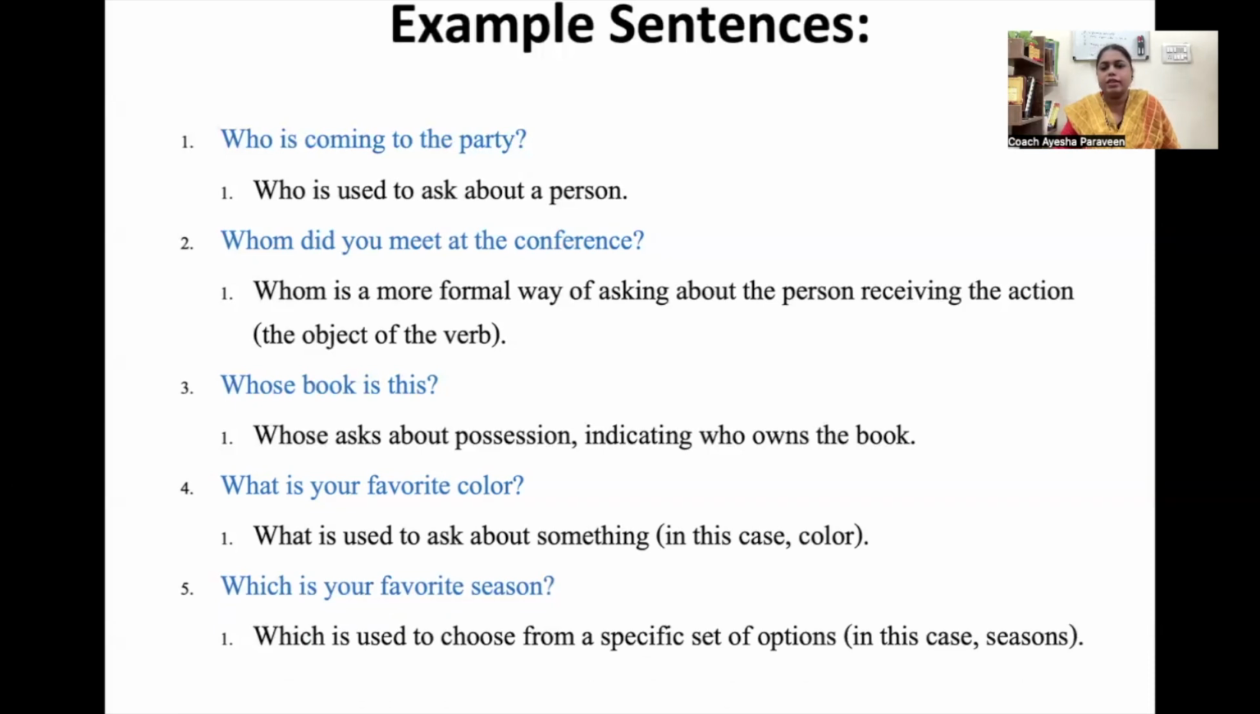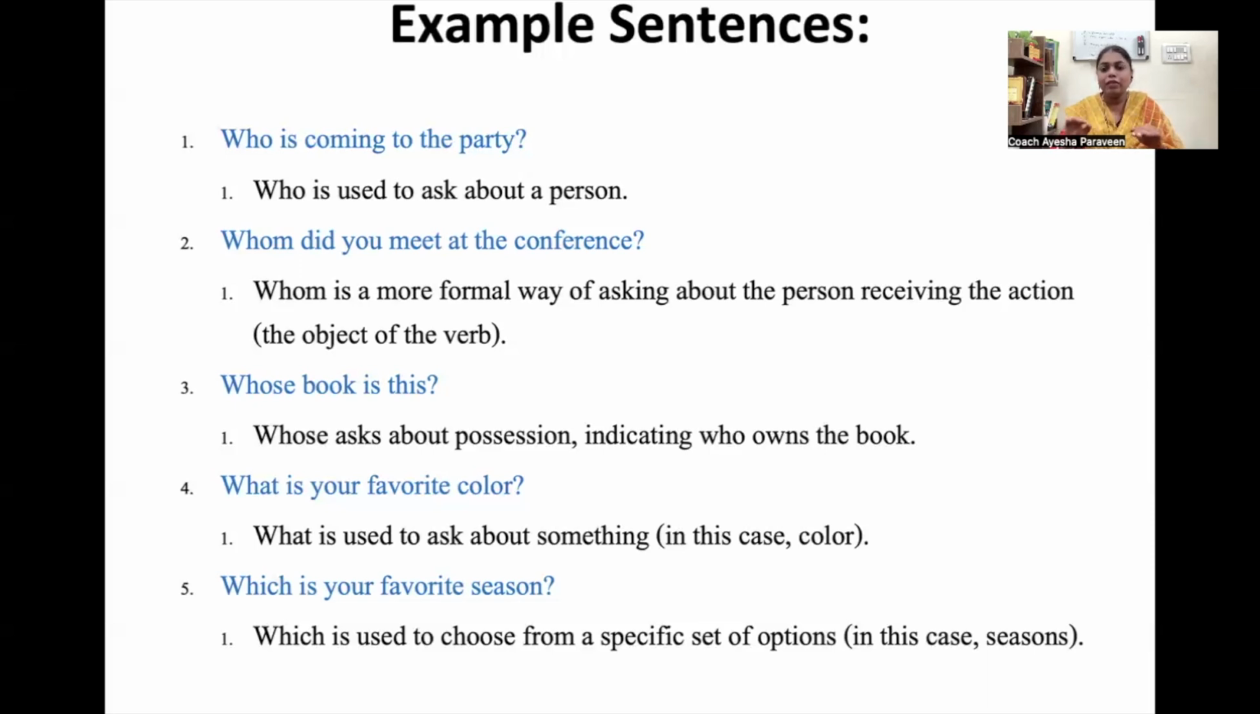Which is your favorite season? Which is an interrogative pronoun used to choose from a specific set of options. Imagine I want to know which is your favorite color. When I use which, there are some options given, for example red, blue, green, yellow. Out of these four options, which is your favorite color? We are asking which one of these is your favorite color.